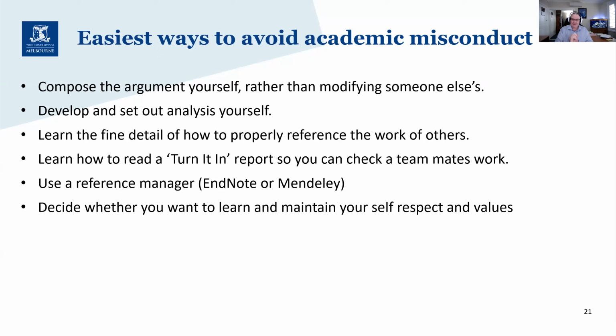Some subjects will allow you to hand your assignment in, and then within an hour or so a Turnitin report is produced. Learn how to read the Turnitin report, because that tells you how plagiarized your assignment is, and then you can actually fix it and hand it back in. Use a reference manager. If you haven't been involved with writing a lot, it's worth looking at either Mendeley or EndNote and working out how to use it, because it makes it so much faster to do your assignments in terms of citing things. And then decide whether or not you want to have your own self-respect and values. Okay, because this is an ethics thing, essentially.